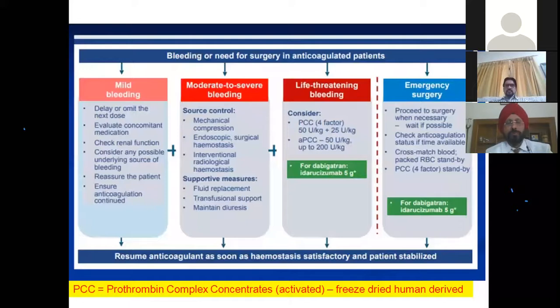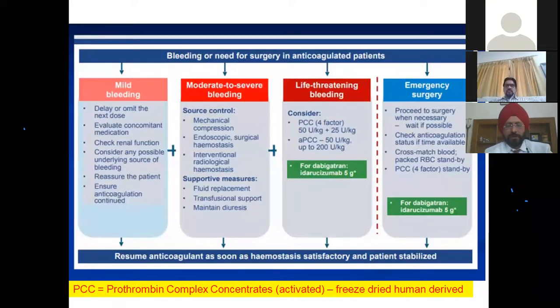You give a mechanical compression. And of course you stop the drug. If that doesn't work and it's an internal bleeding, you do an endoscopy and try to control it over there. And of course, fluid replacement you're already doing. But if it's life-threatening, then you have to give PCC, that is prothrombin complex concentrates. These are activated, plain or activated.